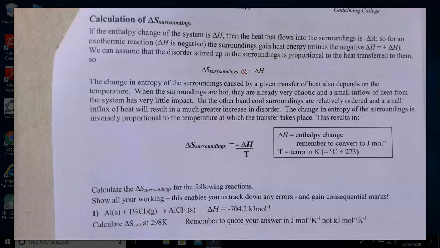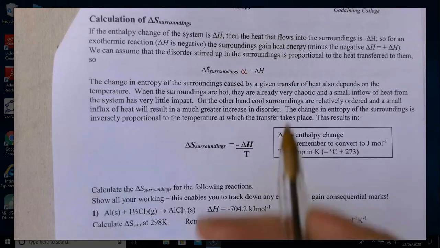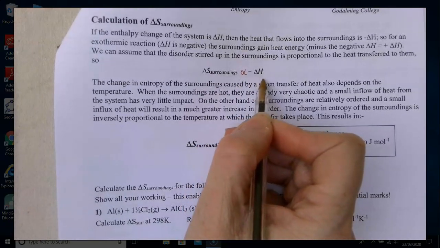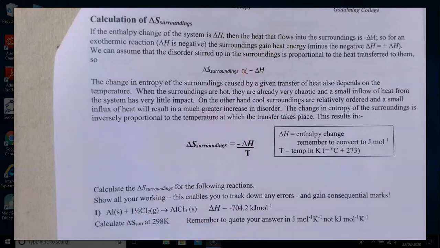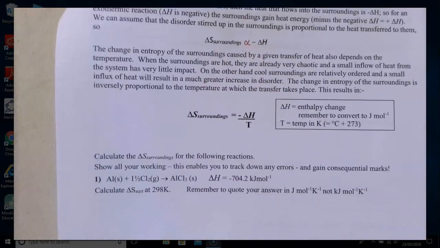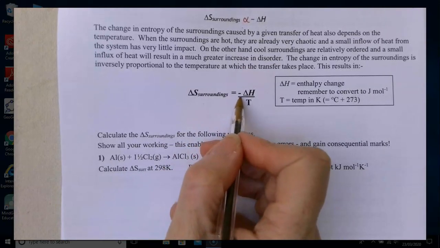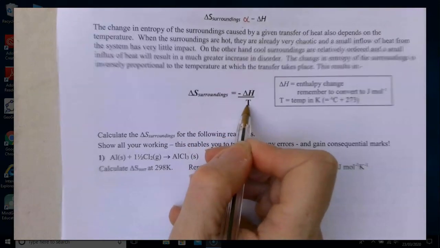Okay, so we should be on the top of page 10. So we're looking at calculations of delta S surroundings. So as we've seen, delta S surroundings is known as the enthalpy term, and it's directly proportional to minus the enthalpy change of the reaction. Okay, so we have this little equation, and you're going to have to learn it. So delta S surroundings is equal to minus delta H over T.